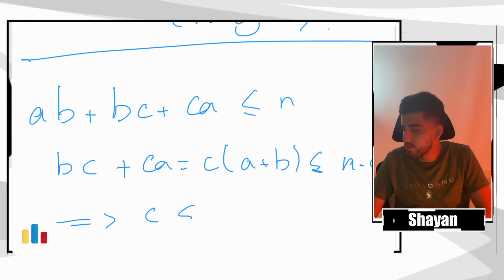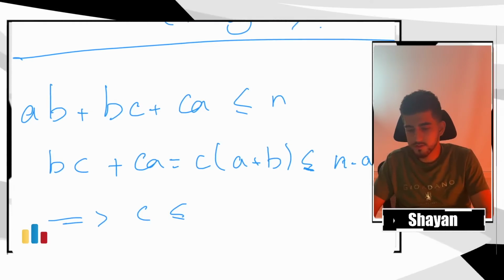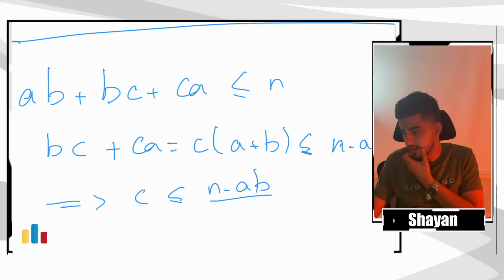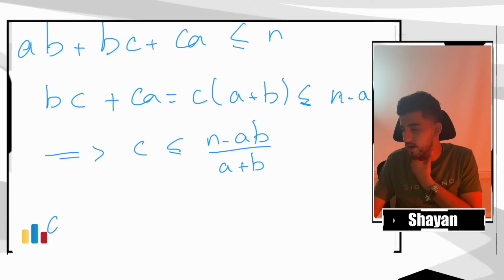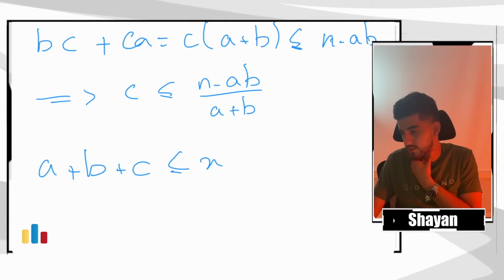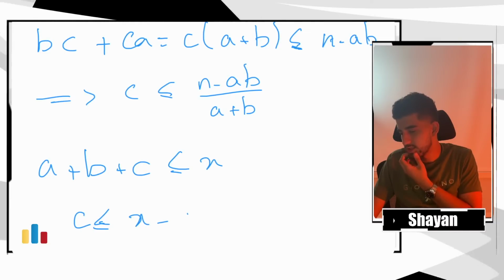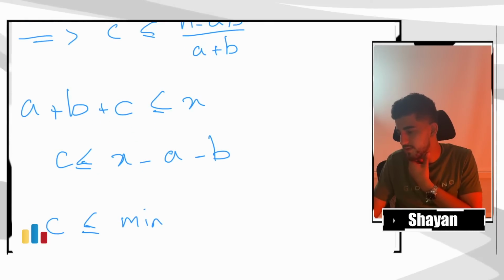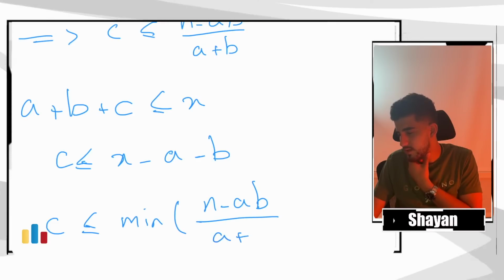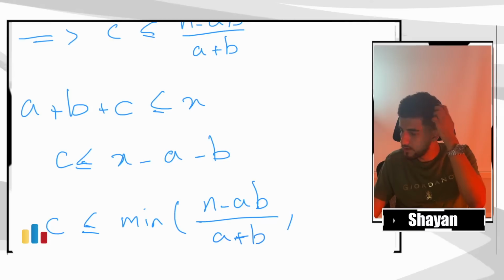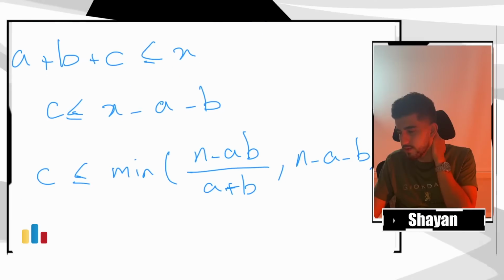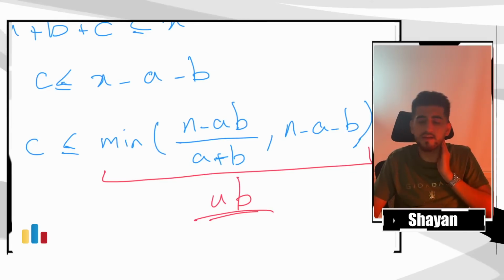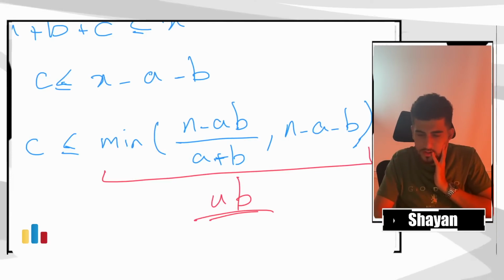So c must be at most equal to (n minus ab) over (a plus b). On the other hand, I know that a plus b plus c is at most x. So c must be at most x minus a minus b. So c is at most the minimum of these two values. Upper bound for c is the minimum of these two values: (n minus ab) over (a plus b), and also x minus a minus b. This is the maximum value that it can have, so I call it the upper bound for c. And if the upper bound was greater than or equal to 1, I will add that by that much.